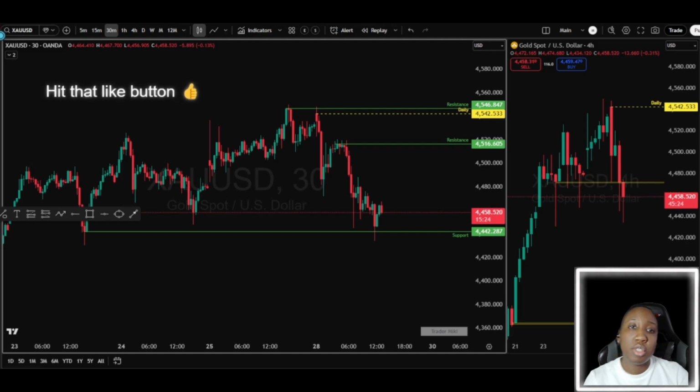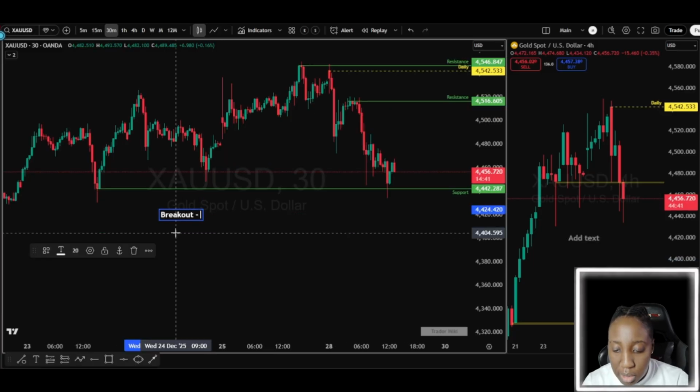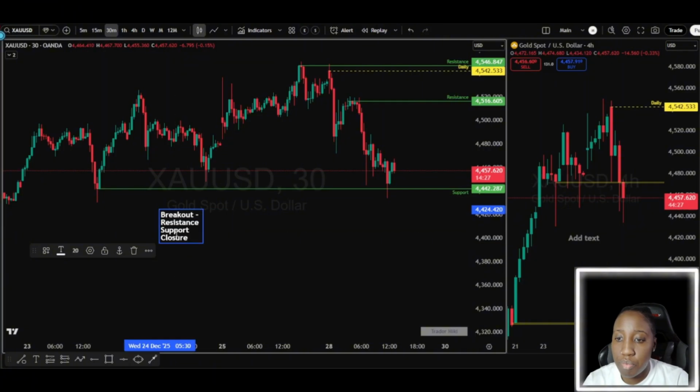Cool. All right, so let me just go over the strategies first. I think I have two main strategies that I use: breakouts and trend continuations. So if I'm looking for the buys, I need a resistance, a support, and then a closure above the resistance, and that's the breakout. So it creates a range: resistance, support, closure above, and then an entry.